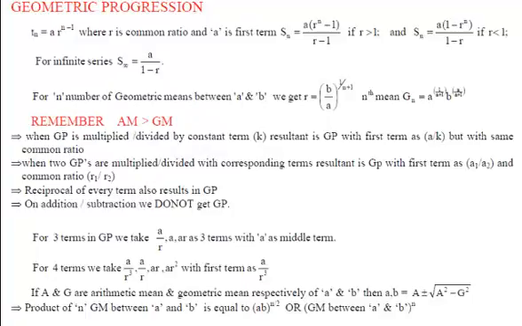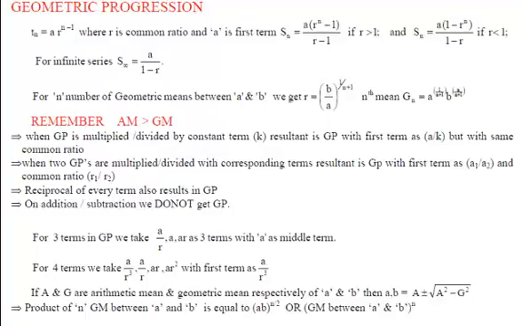Now, the properties of GP tell us that whenever it is multiplied or divided by a constant term, it remains a GP with the first term and the common ratio both changing. But when two GPs are multiplied or divided, corresponding terms of the GPs, the first term also changes, the common ratio also changes. Reciprocal is also a GP, but on addition and subtraction we do not get a GP.